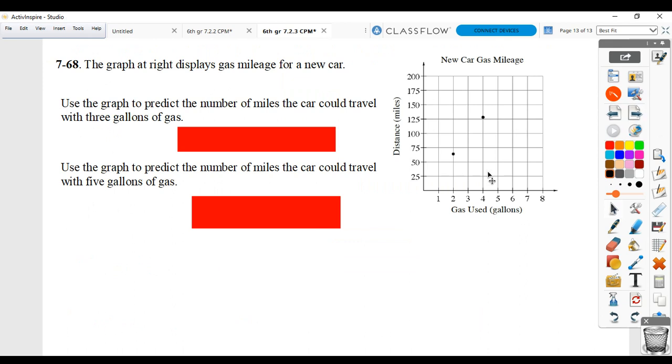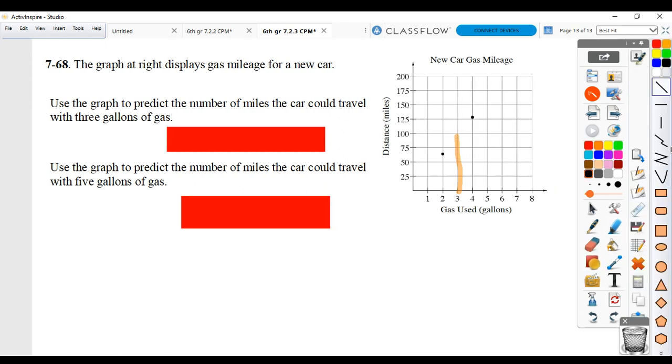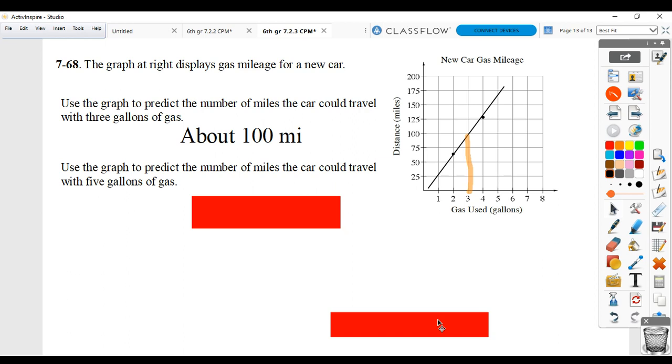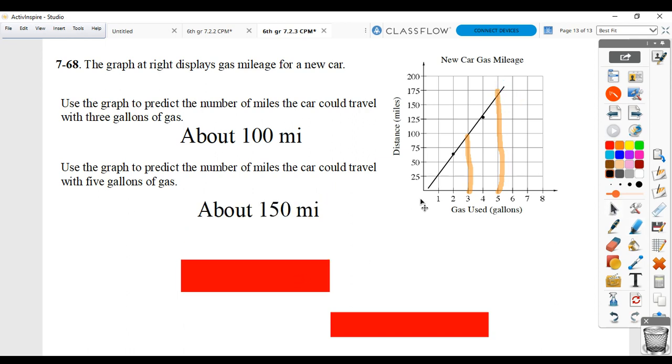For 768, you have to predict the number of miles the car could travel with 3 gallons of gas. But based on what they've shown us, if we come across to 3 gallons of gas, the question is, where would that hit? We can basically imagine or create for ourselves the line, and we see that it would hit right here. So the answer then would be 100 miles, or about 100 miles. And then if we were looking at 5 gallons of gas, we'd be coming up here. And so that would be about 150.